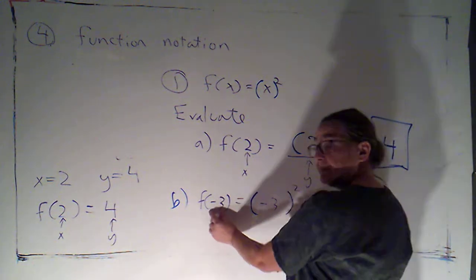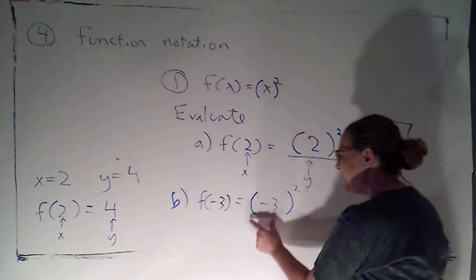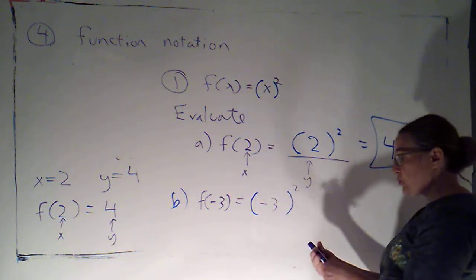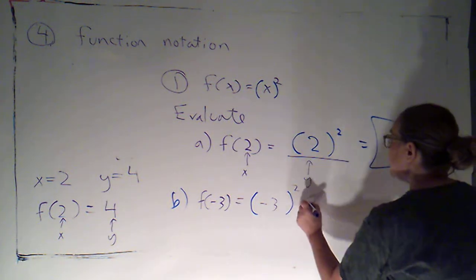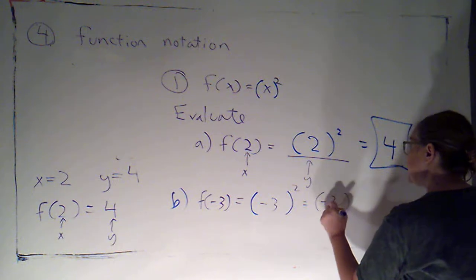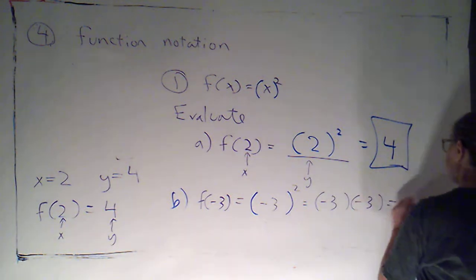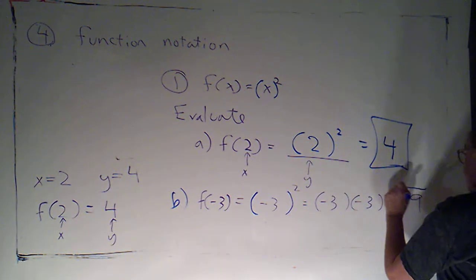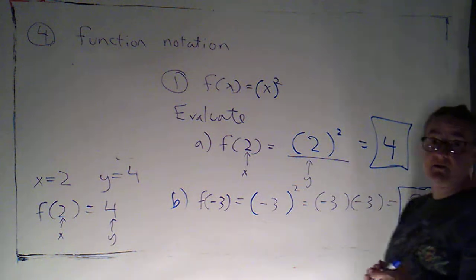I'm squaring x, so I'm squaring the whole thing. Very often when you're plugging in a negative number, it's going to be necessary to write those parentheses because -3 squared means -3 times -3, and that's going to be 9. That's the correct answer here.